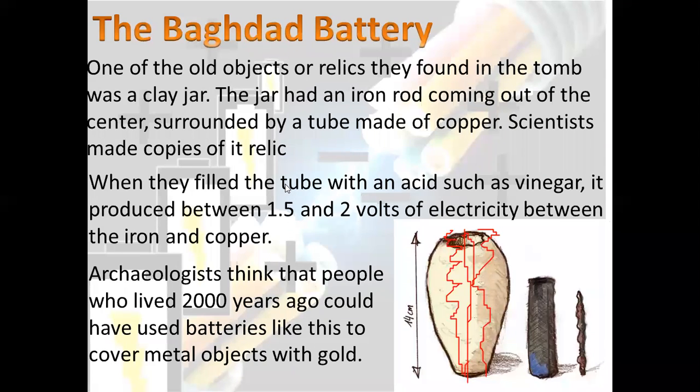Archaeologists think that the people who lived 2,000 years ago could have used batteries like this to cover metal objects with gold. It was very common at that time to cover the objects with gold. They would take the gold in a liquid form, and then dip the object inside and use the electricity. The electricity helps the gold connect with that metal. It becomes like a sticker. It would cover the whole object with the gold water. So this was the old practice. They had ornaments which were covered with gold. So that's one of the logical explanations why they needed batteries 2,000 years ago.